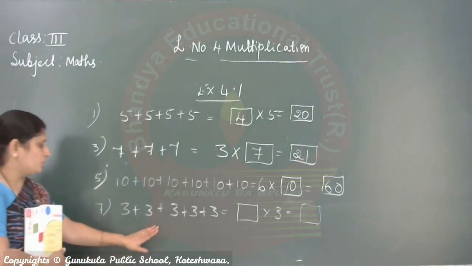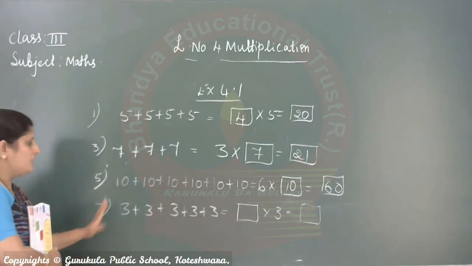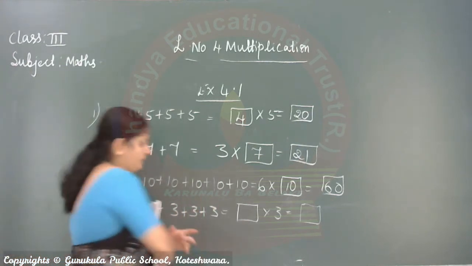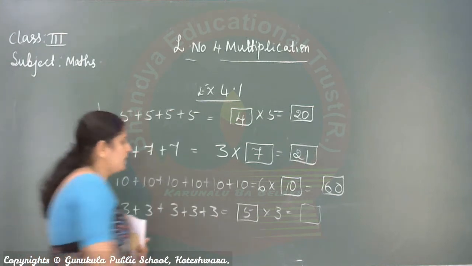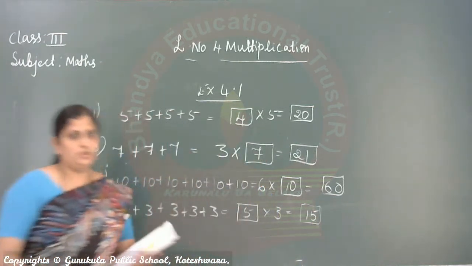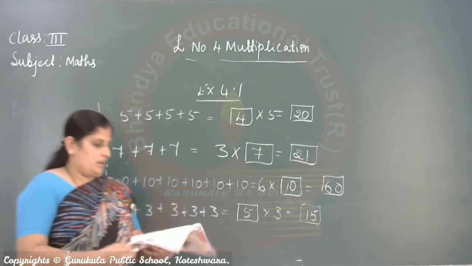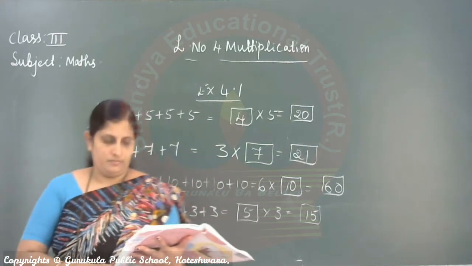1, 2, 3, 4, 5. How many times is 3 given? 1, 2, 3, 4, 5. 5 times 3 is given. So, 5 threes are 15. Correct? So, in this way, you have to complete this exercise 4.1.